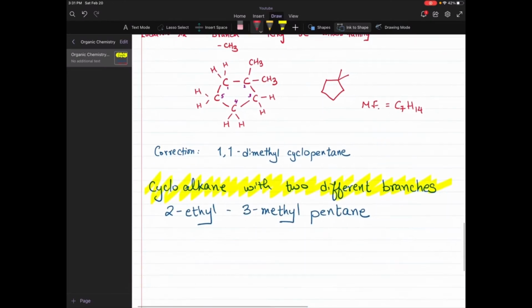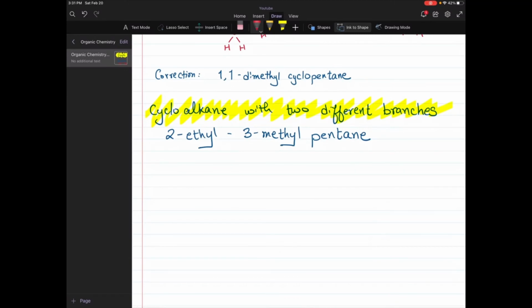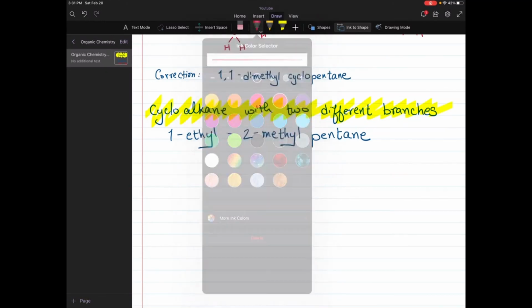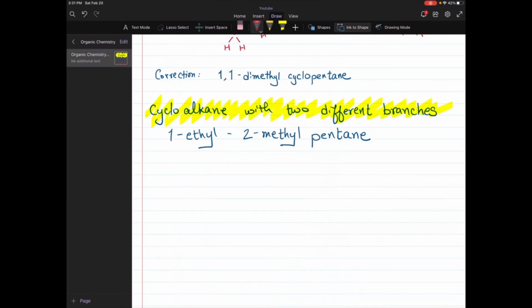Perfect. And the last one that I have for you is cycloalkane with 2 different branches. And again, since we looked at the correction in the previous one, I'm going to change these numbers beforehand. These numbers, I will change them to 1 and 2 so that my name would be correct. Okay, so I have cyclopentane. Deciphering this name, it's a carbon single bond alkane family, and we have pent, which is 5 carbons.